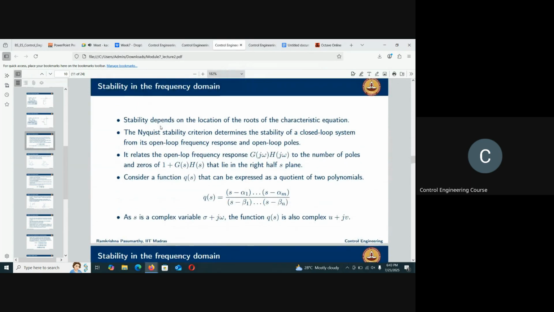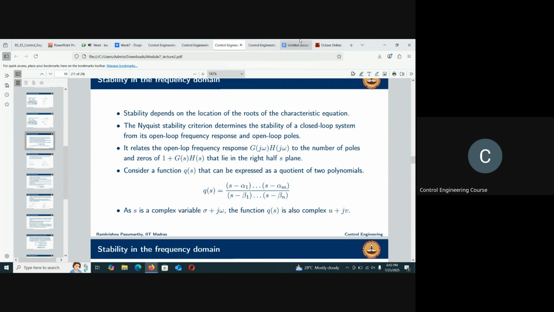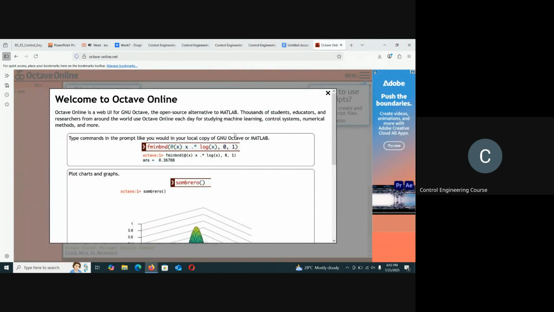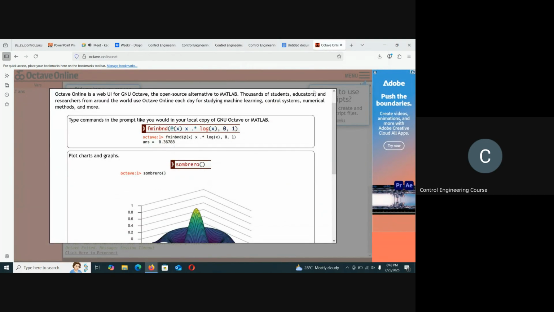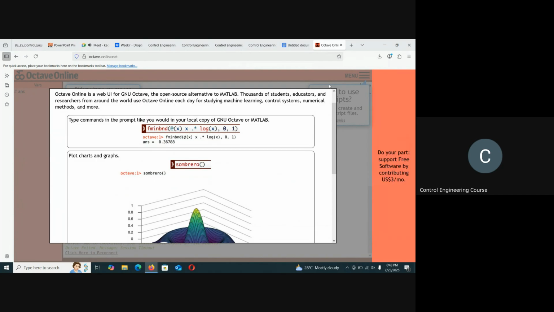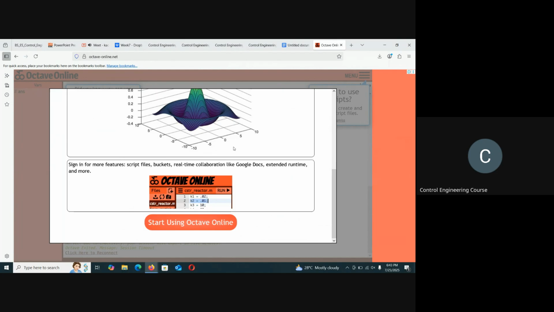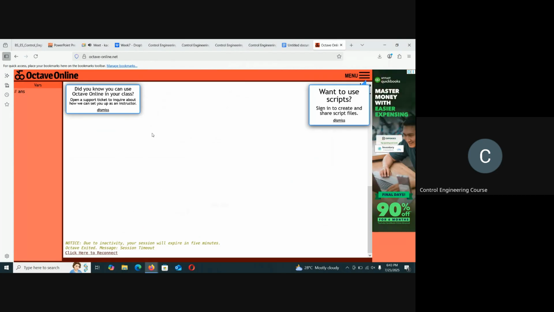Now let's go to stability. Again, stability depends on where the roots of the characteristic equation in the closed loop are. Again, if you want to plot the polar plot of the system, you can go to MATLAB. Here I'm using a free version of MATLAB called Octave. So I think the command is polar of sys or something. Let me try here.